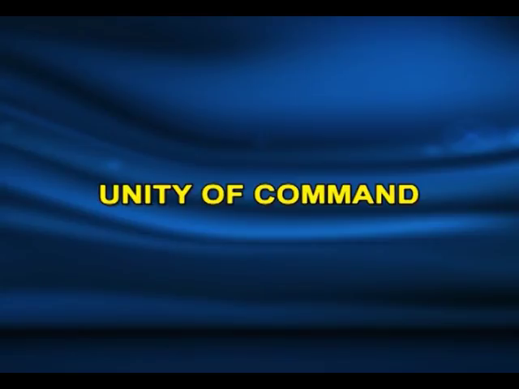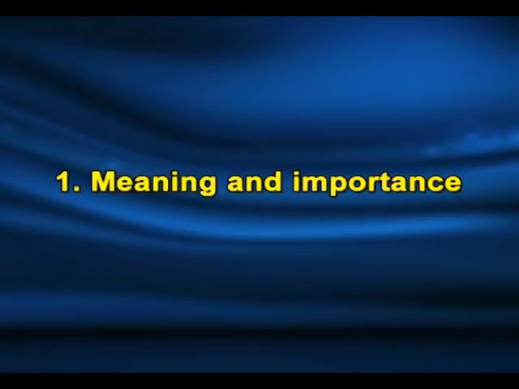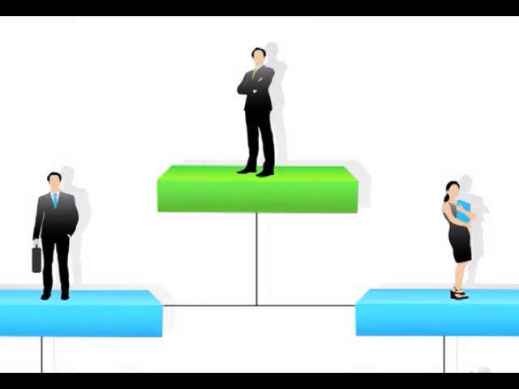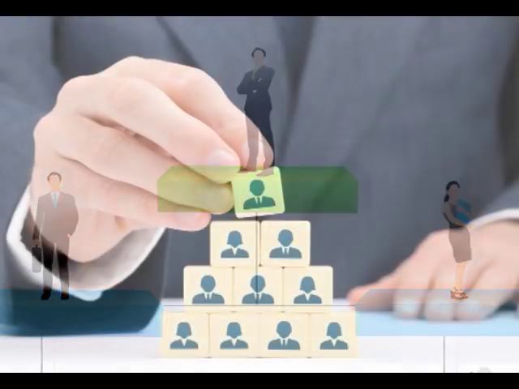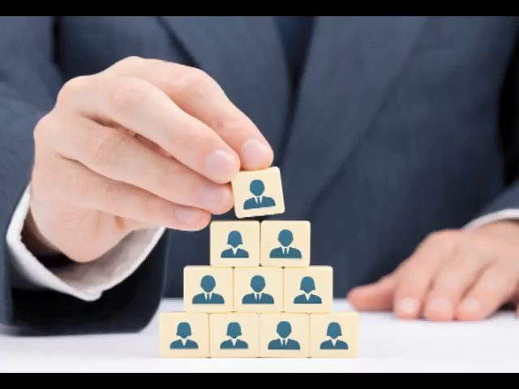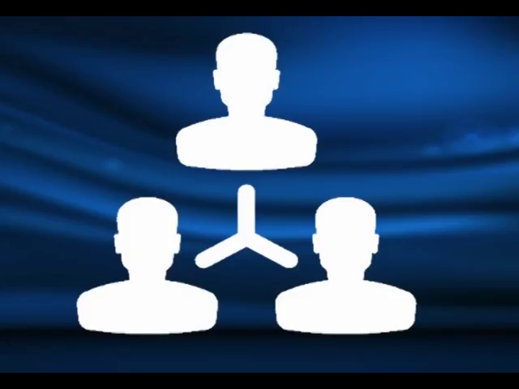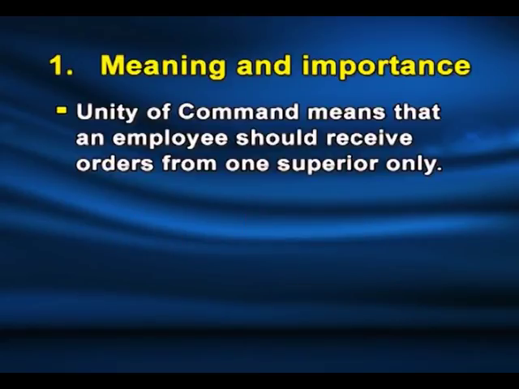Now coming to unity of command, the other principle of organization. What is the meaning and importance of unity of command? No employee should receive orders from more than one superior official. This is what is implied by unity of command. A man cannot serve two masters at the same time. Thus, unity of command means that an employee should be subject to the orders of not more than one immediate superior officer. Described positively, unity of command means that an employee should receive orders from one superior only.